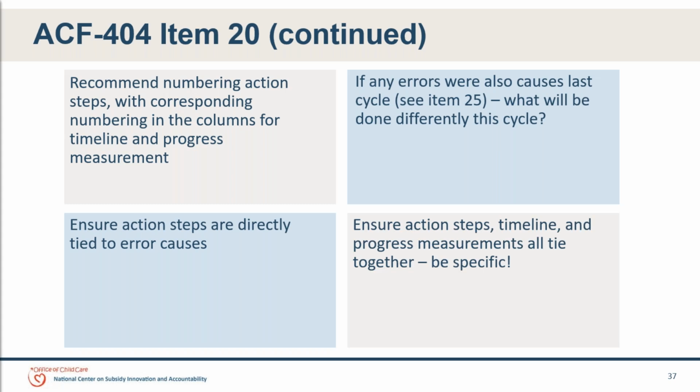And these last two points kind of tie into each other, but just make sure that your action steps are directly tied to error causes. Sometimes we see very generic responses, and it works sometimes, but it's not usually. You want to make sure that your action steps are addressing the specific error causes, and also that the timeline and progress measurements all tie together too. So make sure you're giving us some specific information and not just generic responses here.